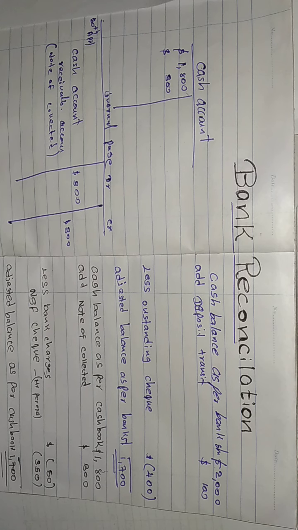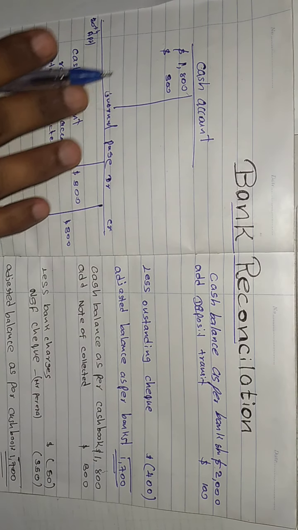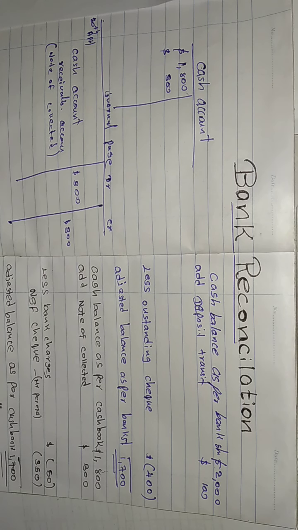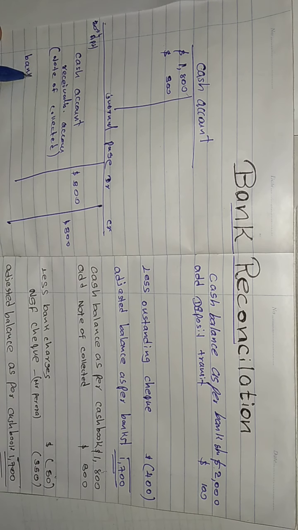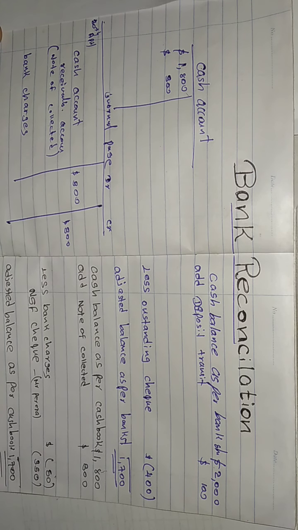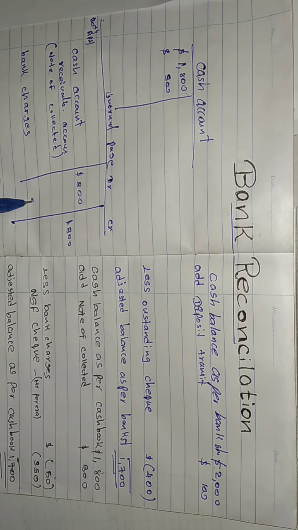So this was the note collected. We recorded that $300, and when we post that, we debit our cash account. It's increasing our general ledger account. And for the next adjustment, we need to record these two items. The first one is for the bank charges, $50.